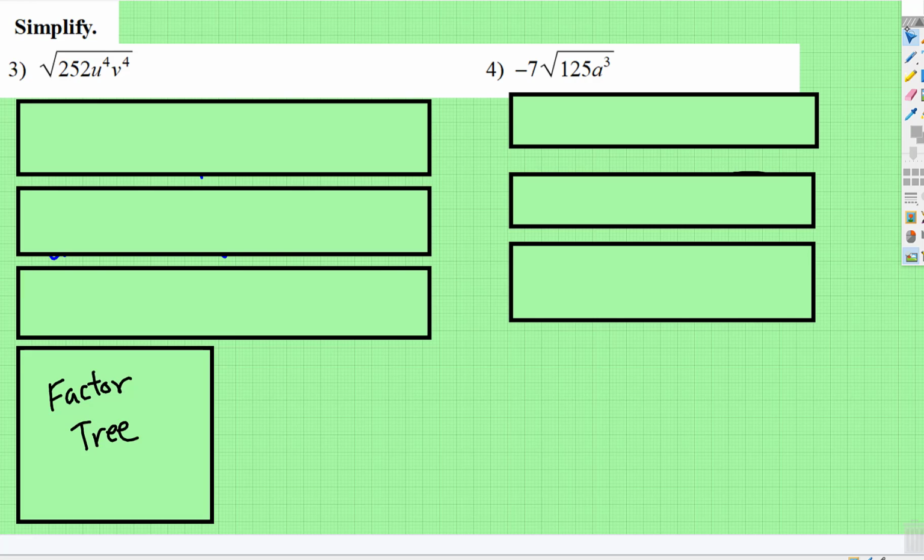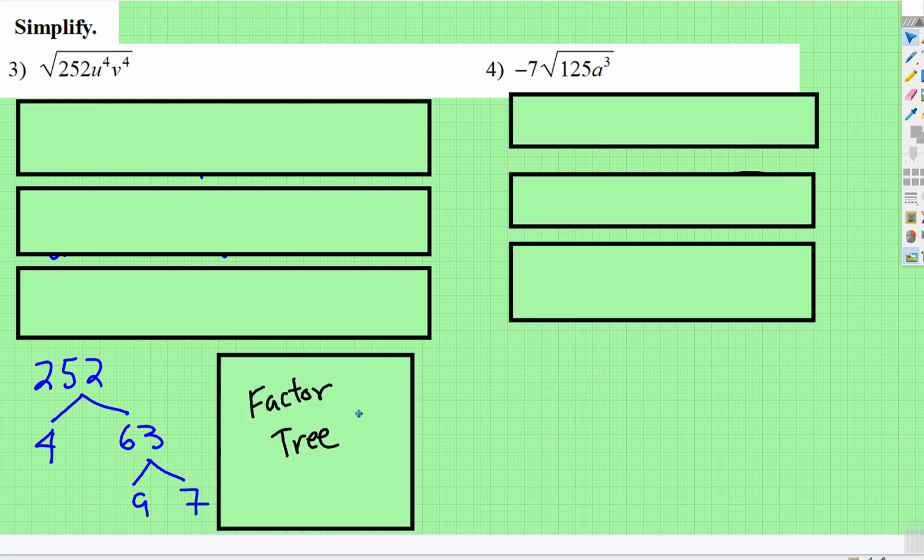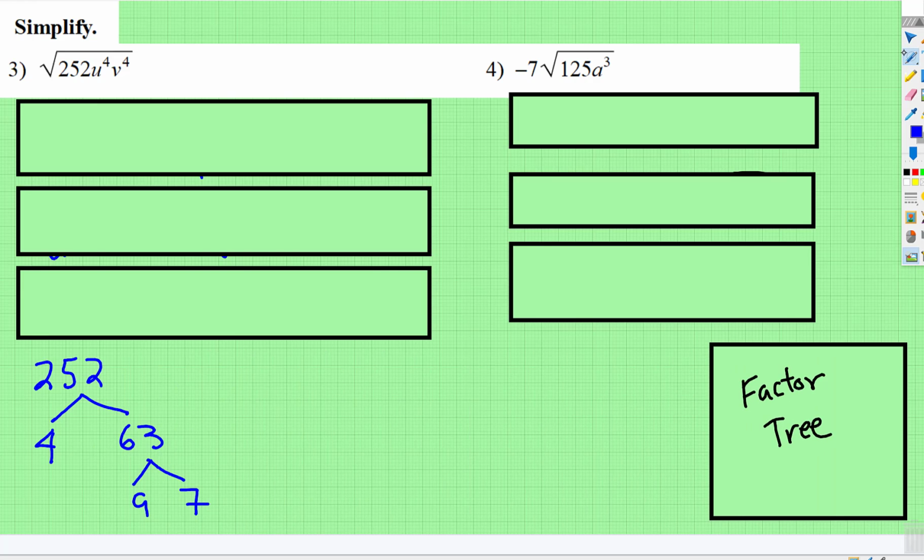Okay, so sometimes you're going to have a number in there that you don't know easily if it breaks down to perfect squares. So then you can do a factor tree. So I'm going to pull away this. And what I noticed is I know 4 goes into 52. If you don't know that, you would actually break this down to maybe this. 2 times 126, then 2 times 63, then 9 times 7.